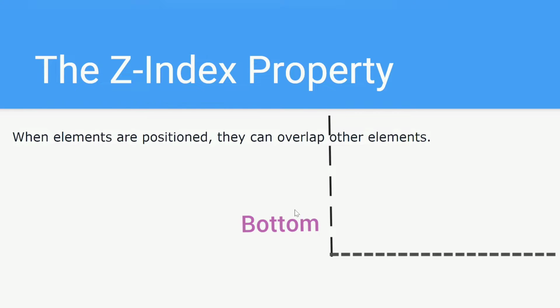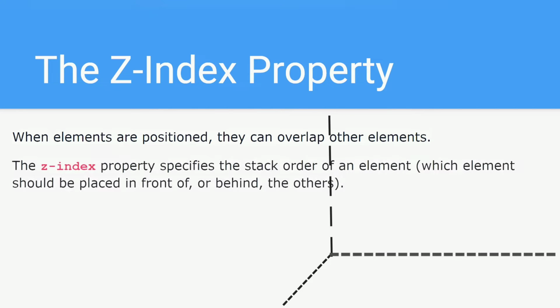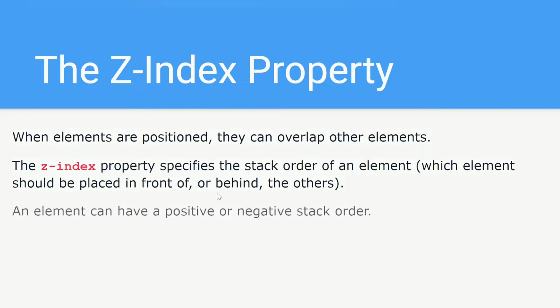But the Z index is used when we want to position the content of some elements when they are overlapping each other. So the Z index property specifies the stack order of an element. Stack order basically means which element should be placed in front or behind. I will show you in the demo how we can make use of this Z index property.